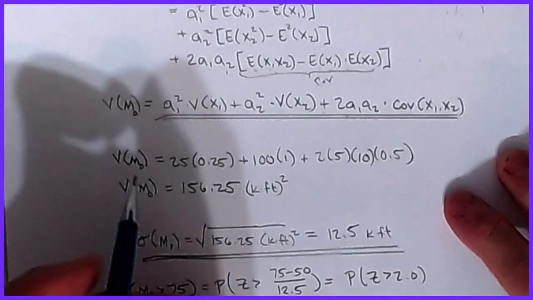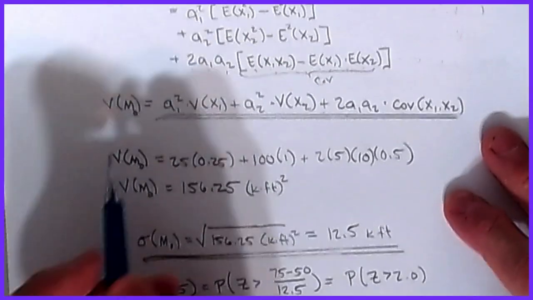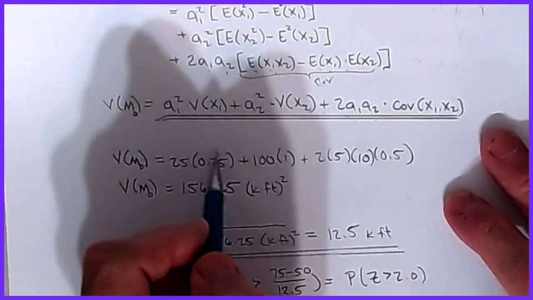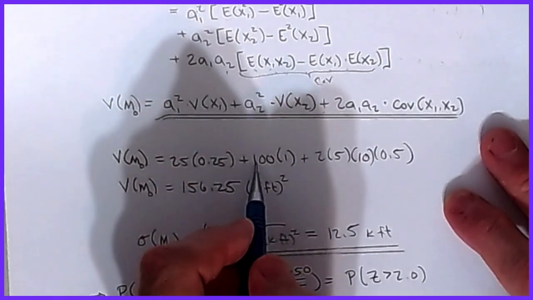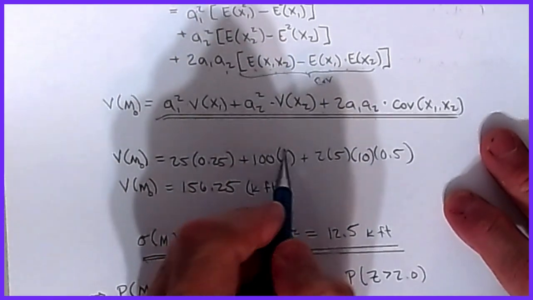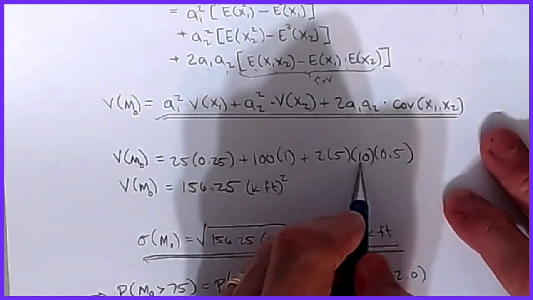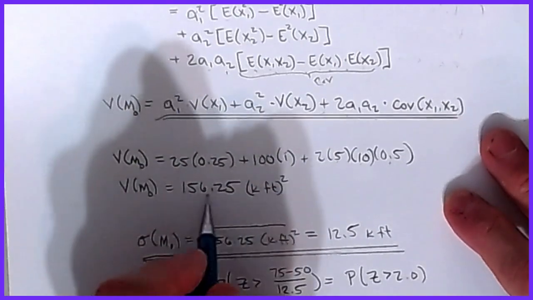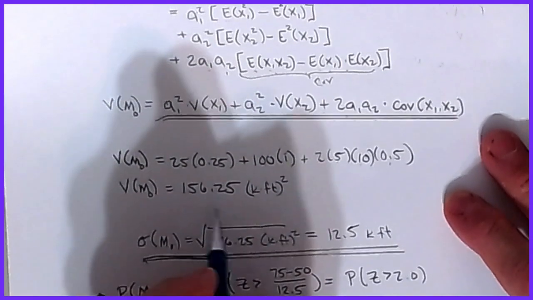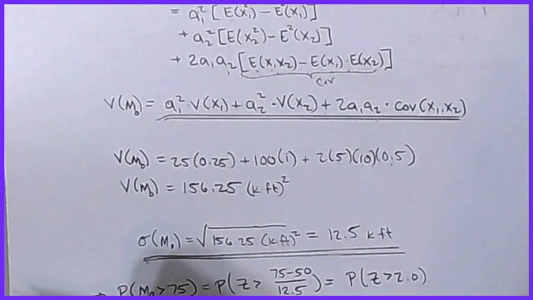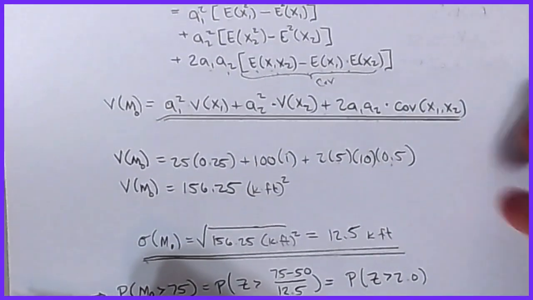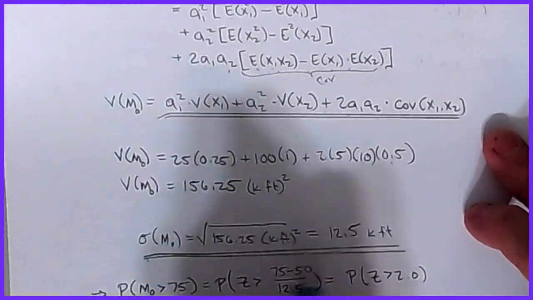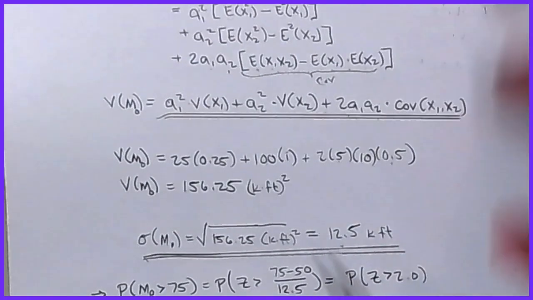All right, so now I can plug these pieces in, and my variance of m naught is going to be equal to 25 times 0.25, so that's 5 squared, this is 0.5 squared, and then this is 10 squared, and this is 1 squared, plus 2 times 5 times 10 times my covariance of 0.5. And if I do that, my variance is now 156.25. It's really jumped up, and that's because there was an interdependence between x1 and x2. If I take the square root of that value to get the standard deviation, we get 12.5 kips per foot.